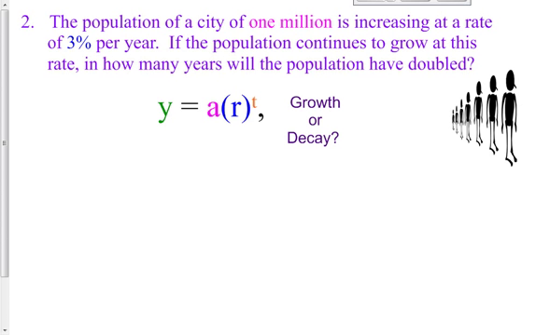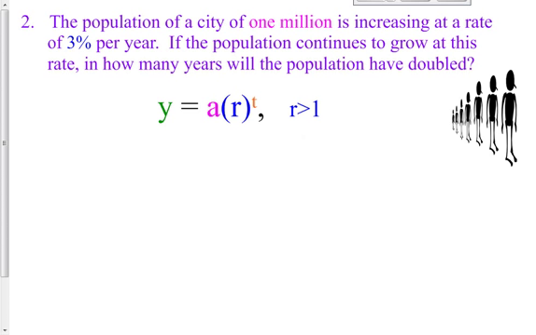The population of a city is 1 million people. It is increasing, so it's getting bigger and bigger. It's increasing at a rate of 3%. If the population continues to grow at this rate, in how many years will the population have doubled? So in this one, class, birth rate and death rate, very interesting concept. In this community, people are being born at a faster rate than people are dying. So we're going to have a growth rate on this one. It's going to be exponential growth where our rate is greater than 1.